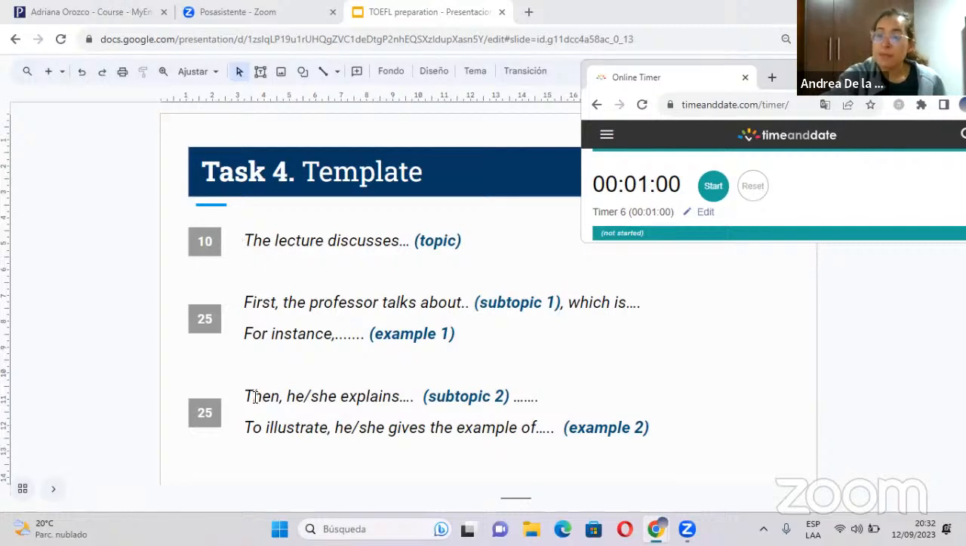I use the template. I try to follow the timelines that I have for each part, using less than 10 seconds in the introduction. If you can use less than 10, that's perfect, because that means that you will have more time for the important part. And I try to distribute the ideas properly, right? I try to balance the ideas.